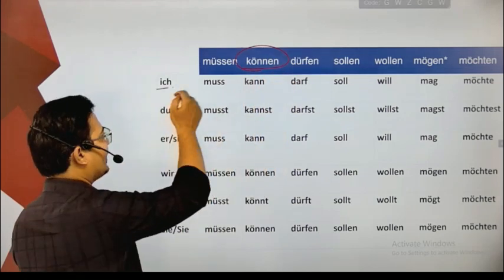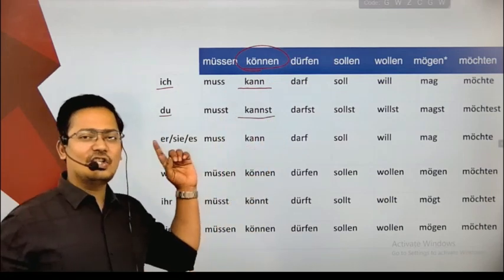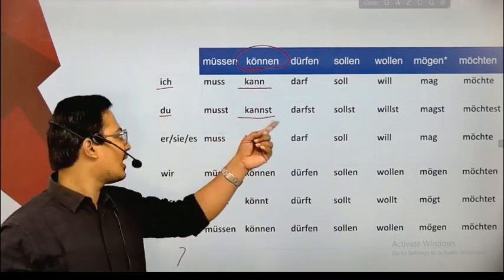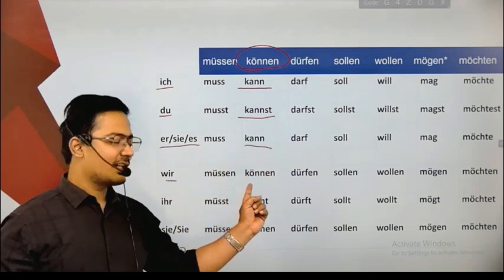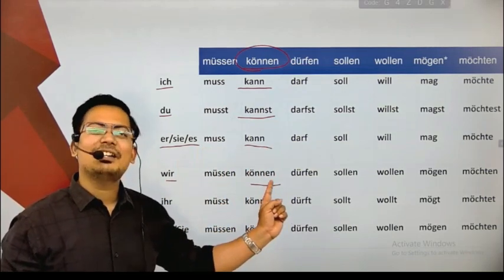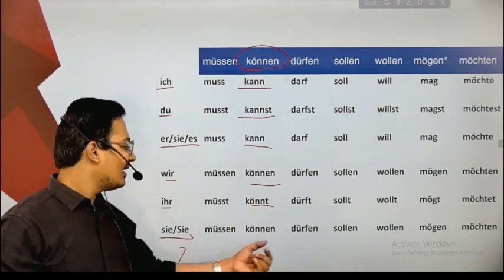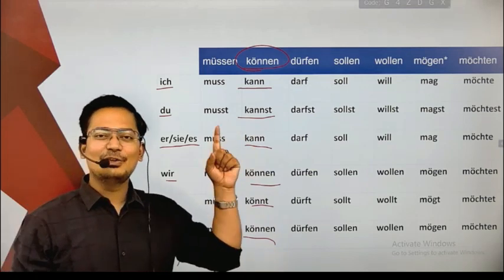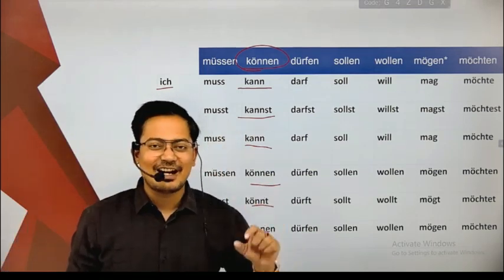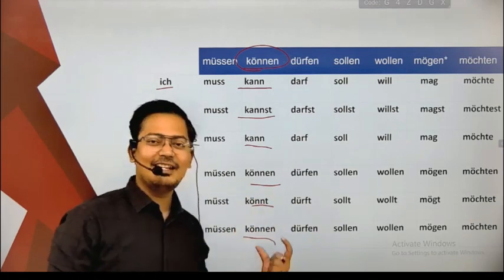Again, ich kann, du kannst, sie, es kann, wir können, ihr könnt, sie können.